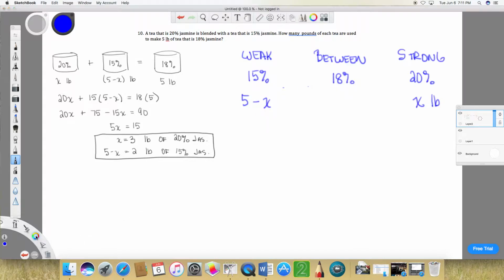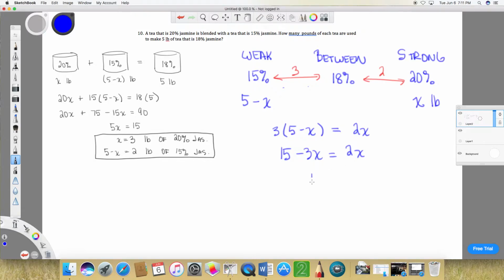So let's figure out the distance, the difference between here, because this idea of the seesaw method is weight times distance is equal to weight times distance. The difference between 18 and 15 is 3. The difference between 20 and 18 is 2. So we're going to multiply 3 times 5 minus x and set that equal to 2 times x. So using the distributive property, we have 15 minus 3x is equal to 2x.